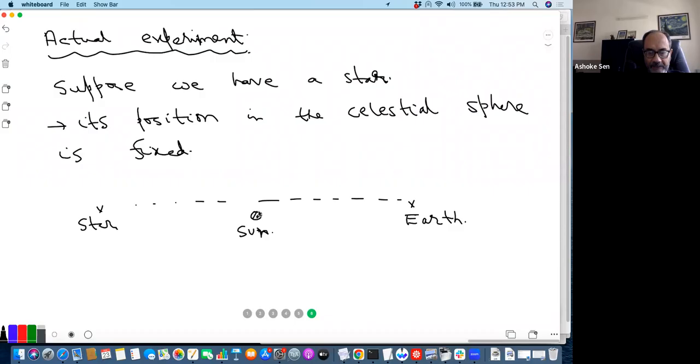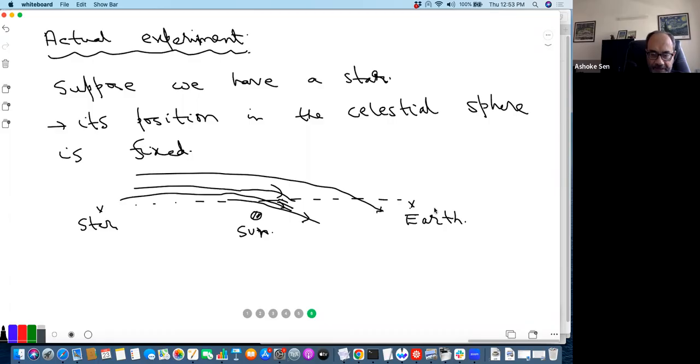If the sun comes on the way, then this light will bend. So this whole parallel beam is going to get bent. When we receive that parallel light, it will look as if it's coming from a different angle. So it's as if the position of the star has moved on the celestial sphere. Is this clear? So that's what we need to observe.